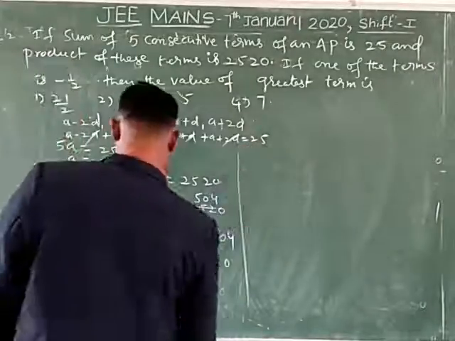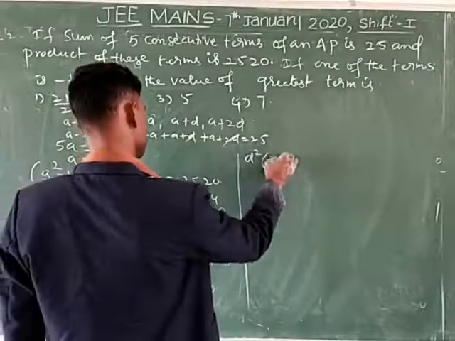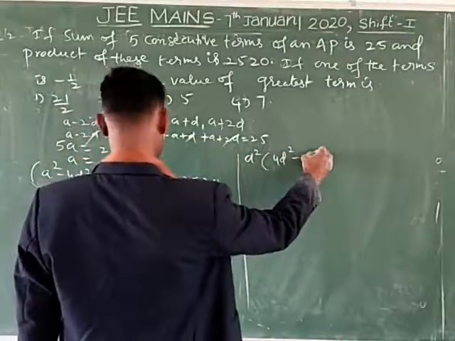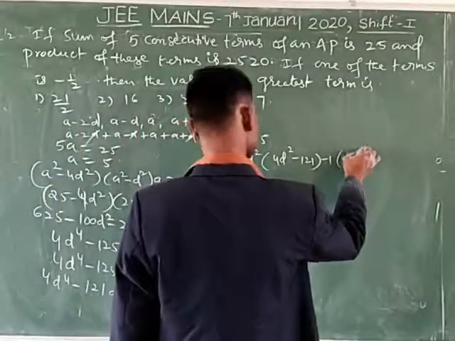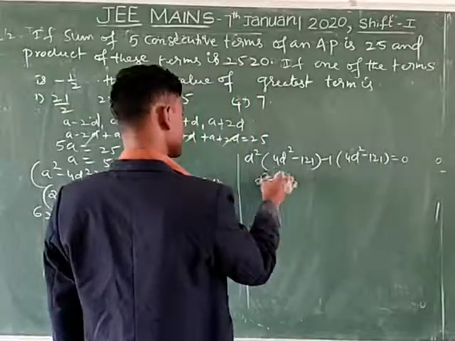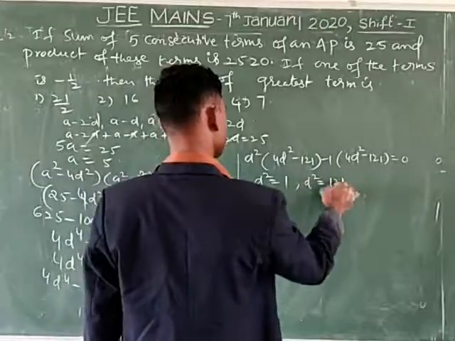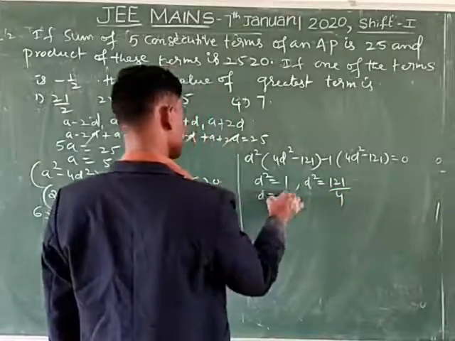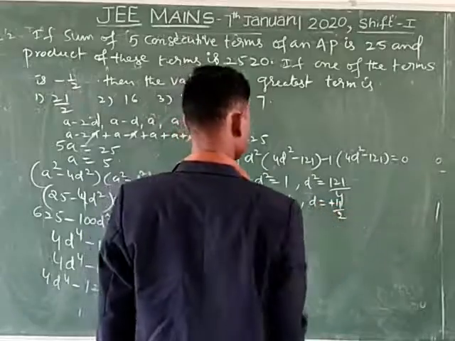Now in these two terms take d square common, then 4d square minus 121. Next in these two terms minus 1 is common, then 4d square minus 121 is equal to 0. Now d square is equal to 1 and d square is equal to 121 by 4. Now d is equal to plus or minus 1 and d is equal to plus or minus 11 by 2.